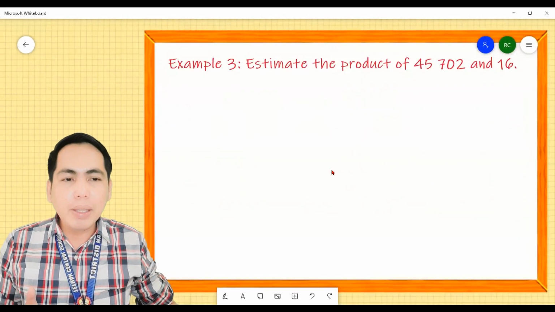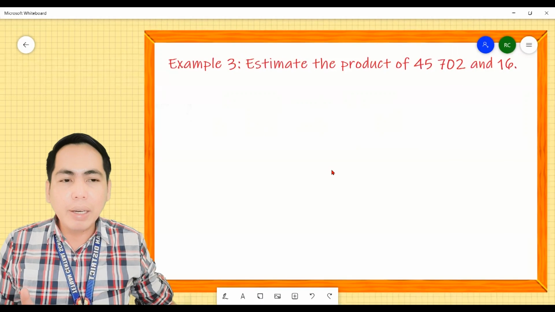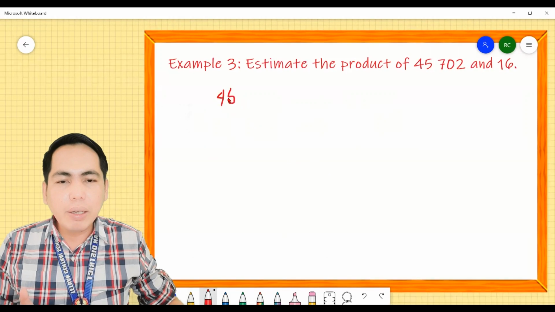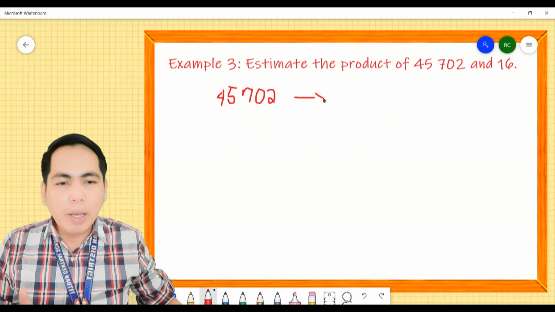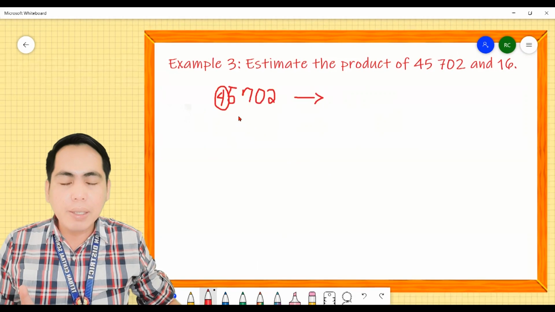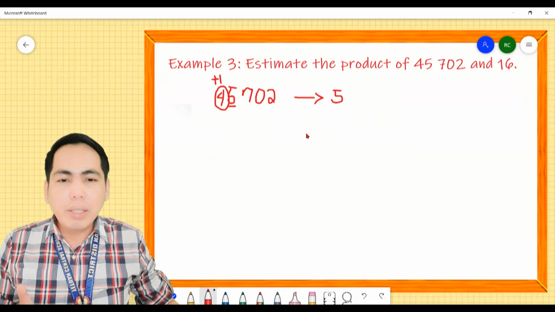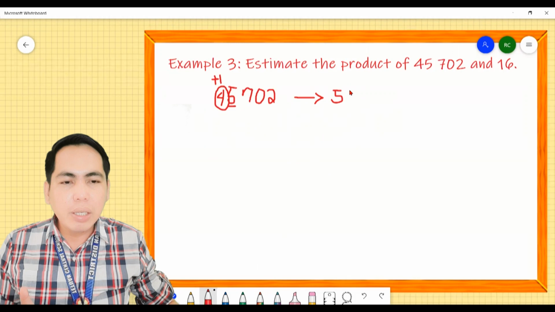We have here, estimate the product of 45,702 and 16. First is for us to round off 45,702 to its highest place value. The highest place value is ten thousands and digit 4 is found in the ten thousands place. Now, after the digit 4, the next digit is 5. According to the rule that we have to add 1 if this digit is 5, 6, 7, 8, or 9, we have to add 1 to 4 to give us 5. And all the digits to its right will be replaced with zeros. So 1, 2, 3, 4. So 4 digits. So 4 zeros.